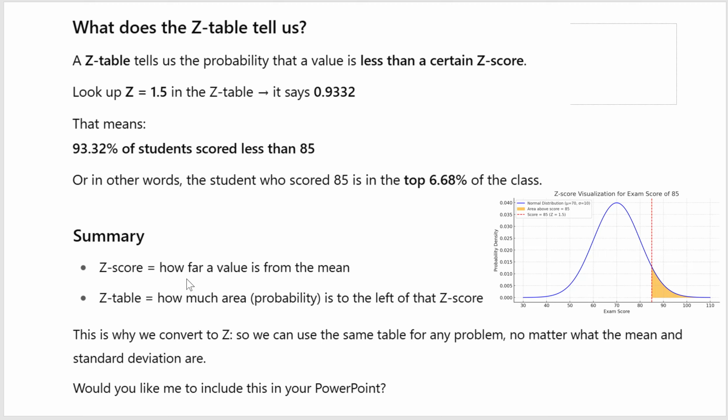The z-table tells you how much area, which is probability, is to the left of that z-score. Then you can subtract it from 1 to get the right-hand side. So this is why we convert to z, so we can use the same table for any problem, no matter what the mean and standard deviations are.